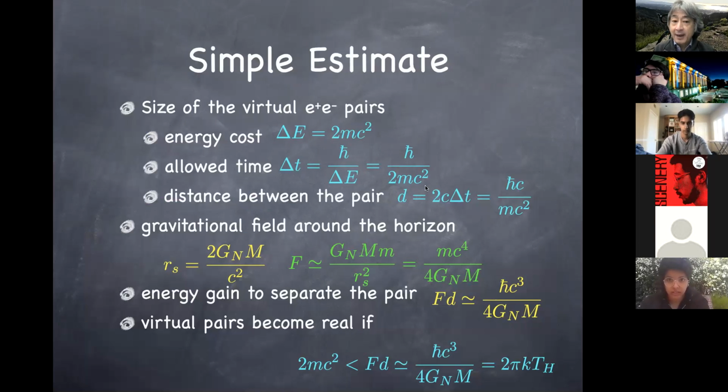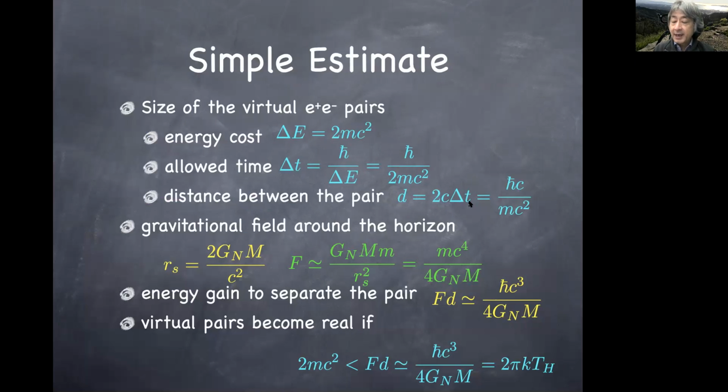And within this allotted time, the particles can move over the distance of c times Δt away from each other. So roughly speaking, the distance between them is twice c times Δt. That's the Compton wavelength we talked about if you cancel the factor of c from upstairs and downstairs. So that's the idea we already talked about.